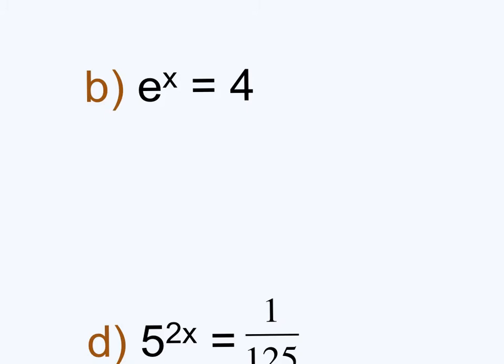And then this is where the calculator comes into play. You want to round to 3 decimal places. So it's 1.386.